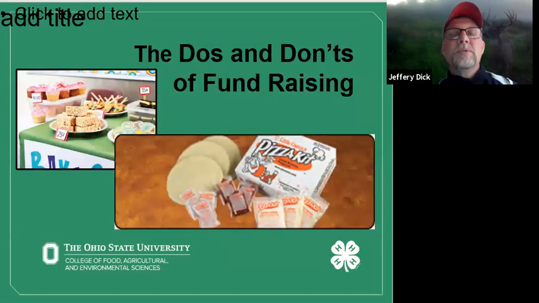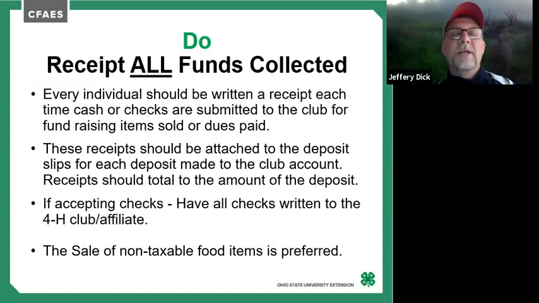Next, we're going to talk about the do's and don'ts of fundraising for the clubs. First of all, some things to do. Every individual should be written a receipt each time cash or checks are submitted to the club. Jenna showed you a copy of what those could look like. That just ascertains that the member has proof that they turned in the funds to you, as well as you have that receipt, which you can attach to the deposit slip when the deposit is made to the bank.